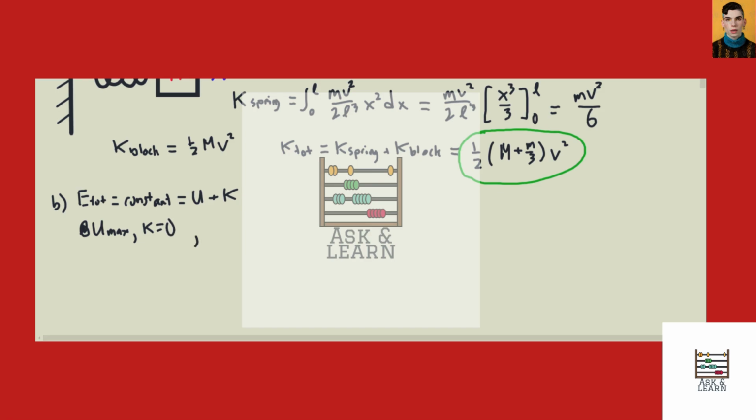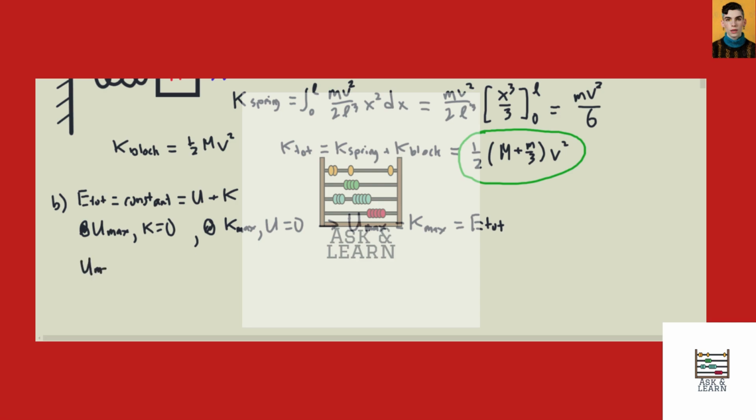And at our maximum kinetic energy, our potential energy will be equal to 0. And from there, we can say that our U max and K max will be equal to each other, and they'll be equal to the value for total energy. Okay, so we know that the maximum potential energy will be at the maximum displacement, which is that L.